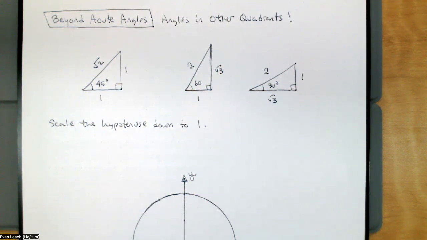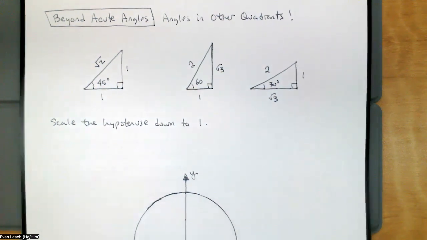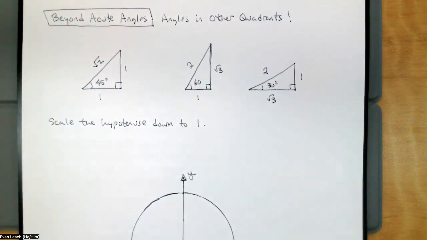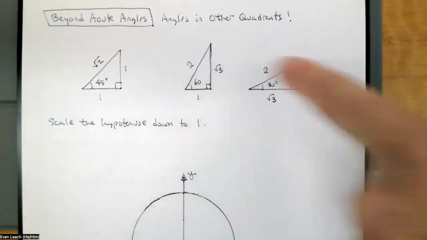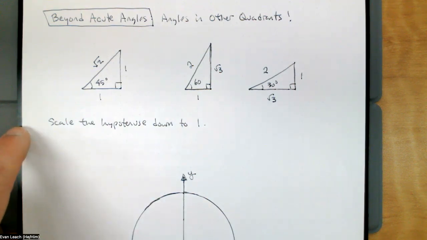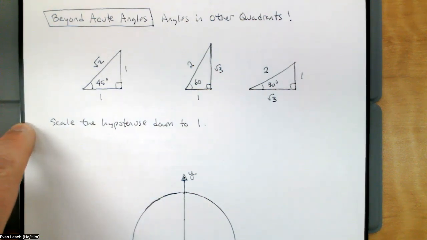All right, so we want to move beyond acute angles. The thing that we're going to do, you can see it down here, it's like, oh, I'm on my way. We're going to use the unit circle to do this. But to use the unit circle, we have to take our iconic triangles that we understand so well, and shrink them down so that the hypotenuse gets scaled down to 1. So the first thing I want you to do is scale the hypotenuse down to 1.